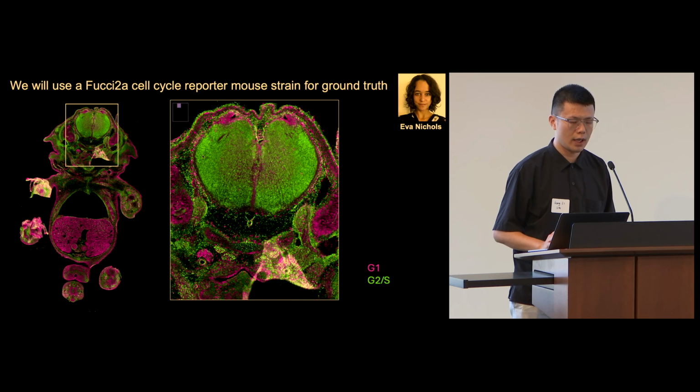We are able to use a Fucci2A cell cycle reporter mouse strain for the ground truth. Here I'm showing you an example in these mouse embryo images, where certain regions are enriched for G2/S cells and certain regions are enriched for G1 cells. And we will generate those kinds of images for the whole embryo scanning.